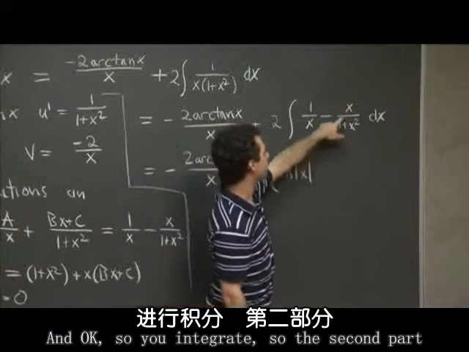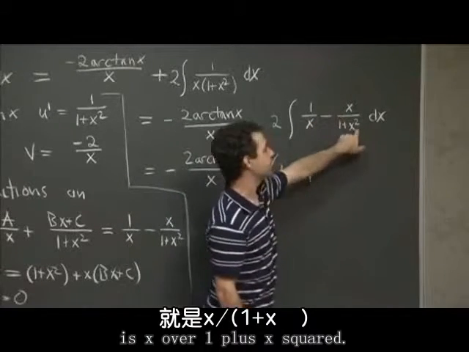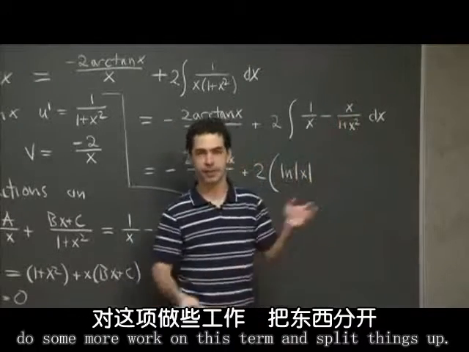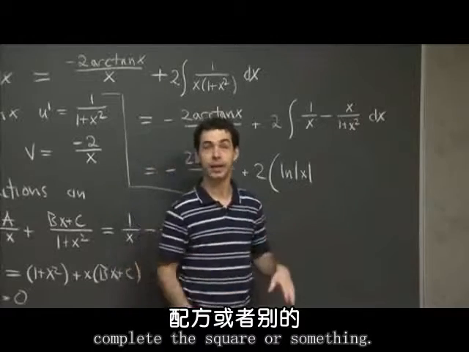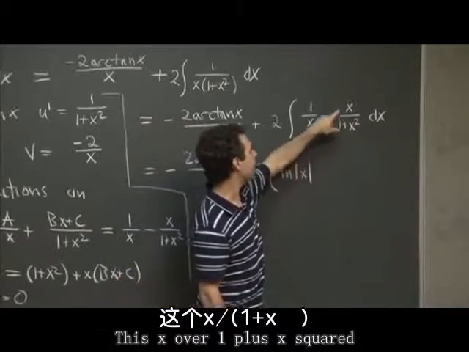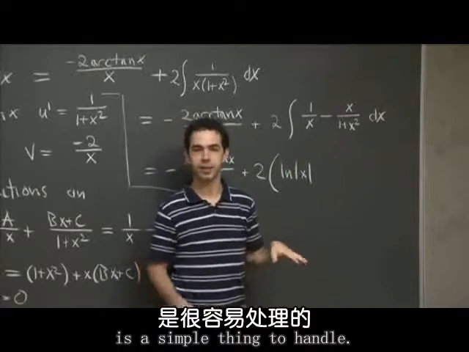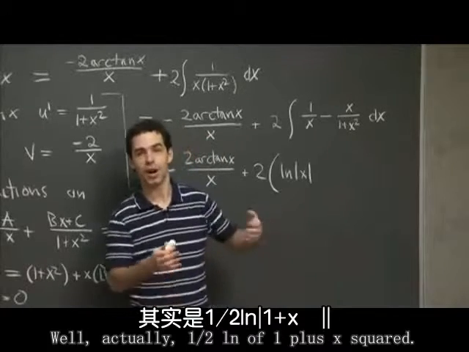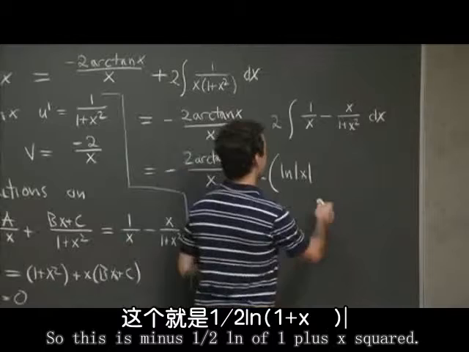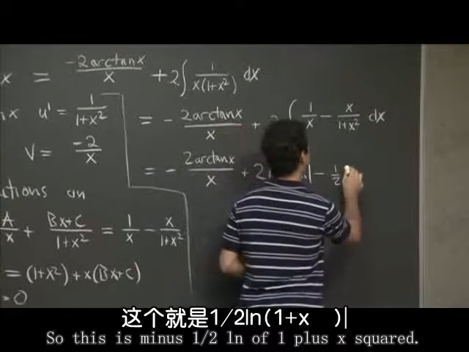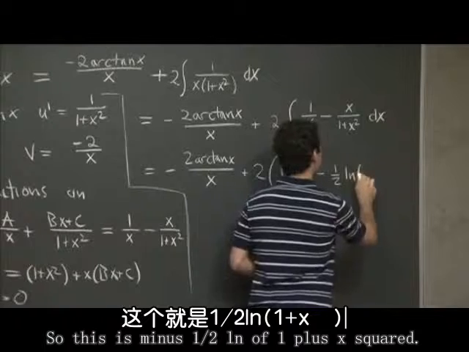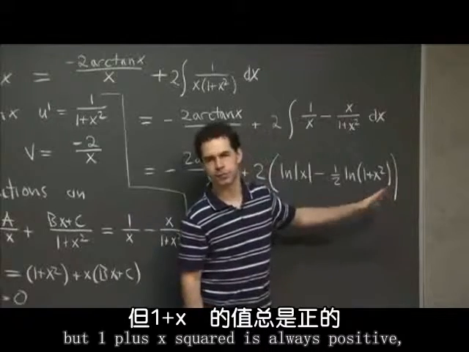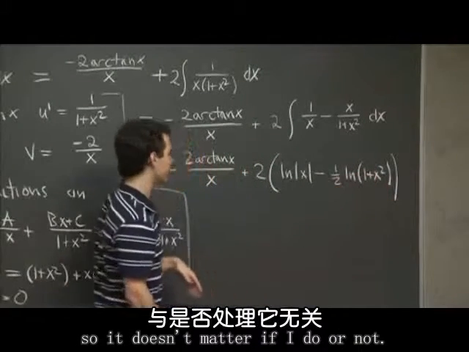And OK, so the second part is x over 1 plus x squared. Now, in the worst case, we would need to do some more work on this term and split things up, and we might have to complete the square or something. But in this case, it actually has worked out kind of nicely. This x over 1 plus x squared is a simple thing to handle. That's just ln of 1 plus x squared. Well, actually, 1/2 of ln of 1 plus x squared. All right, so this is minus 1/2 ln of 1 plus x squared. I could write absolute value, but 1 plus x squared is always positive, so it doesn't matter if I do or not.